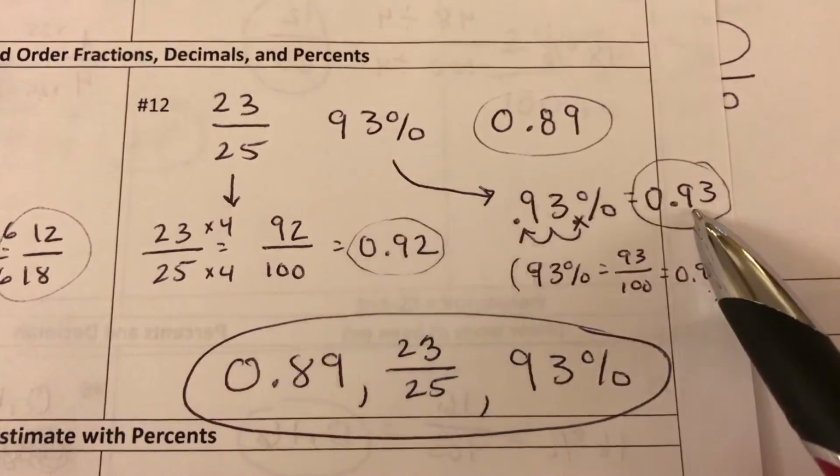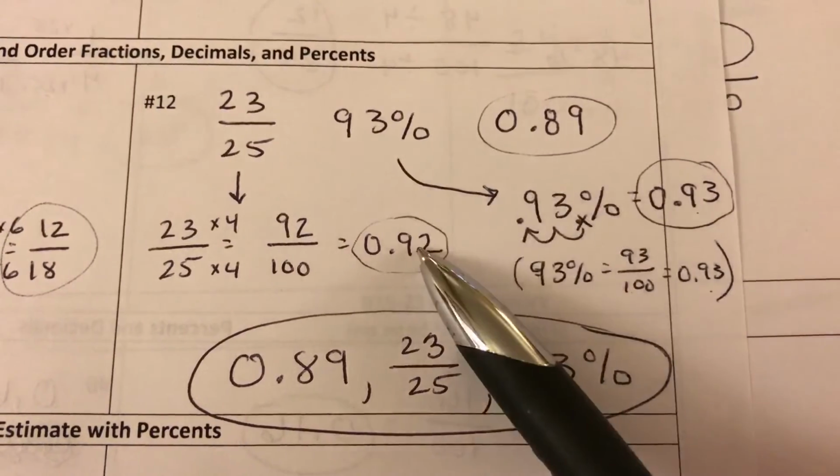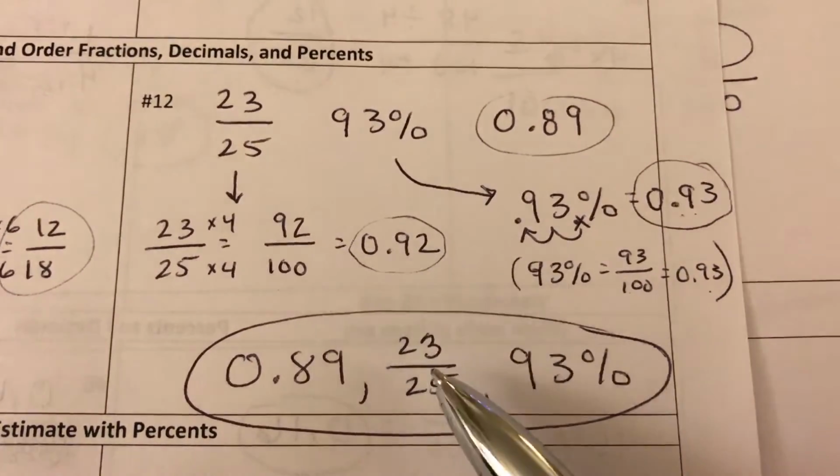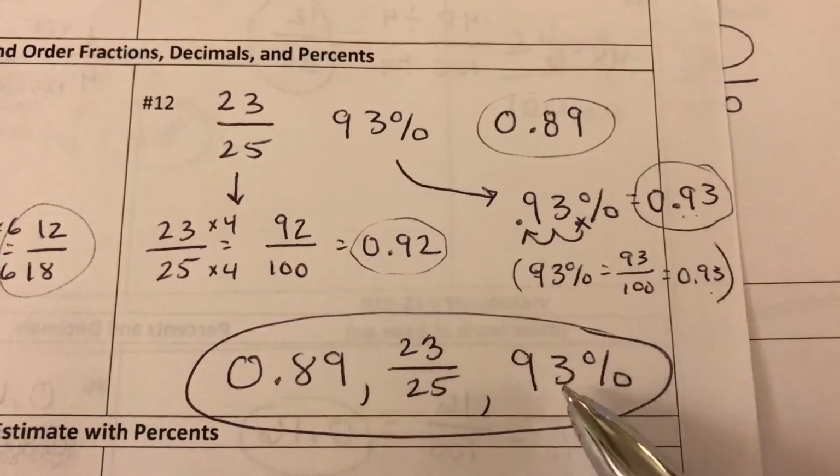These are my three numbers. This is the smallest, then this, then this. So 0.89, then 23/25, then 93%.